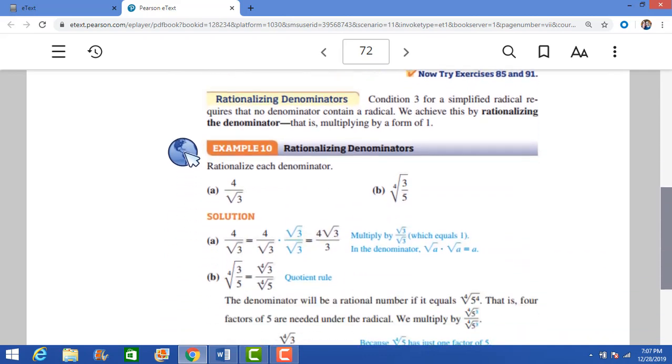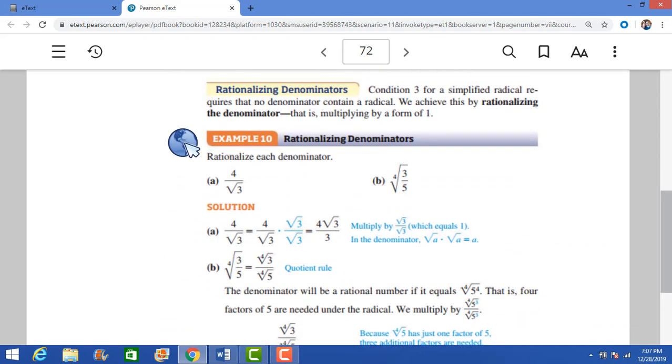Now, rationalizing the denominator. Remember the rules: we can't have radicals in the denominator. So what do you do when you do have radicals in the denominator? This is where we rationalize the denominator by multiplying the top and the bottom of the fraction by whatever radical is in the denominator. So for a, we're going to multiply the top and the bottom by the root 3.